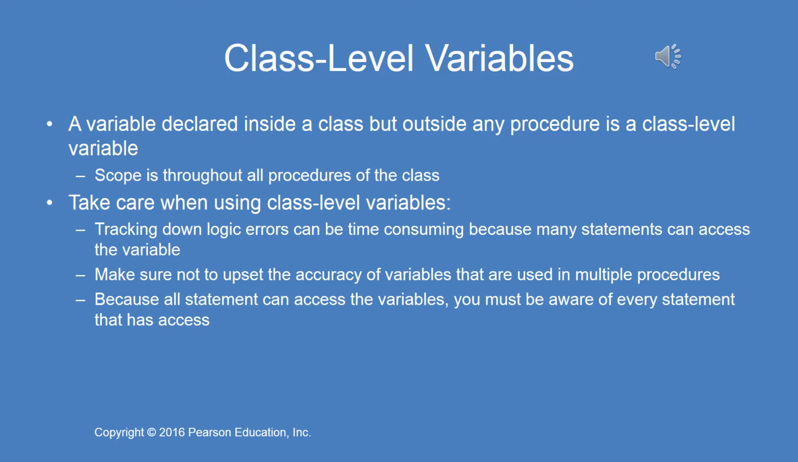So you want to take care when you're using class level variables because it can be more difficult to track down errors because many more statements or procedures can access that variable. So the scope of the variable is not isolated to a particular procedure. Therefore, the error, if it involves that class level variable, could be in one or multiple procedures. So you have to be aware of every statement that has access to a class level variable. However, class level variables are very useful.